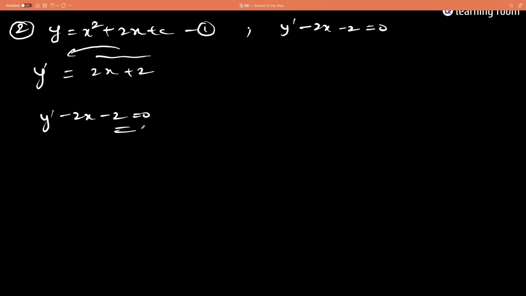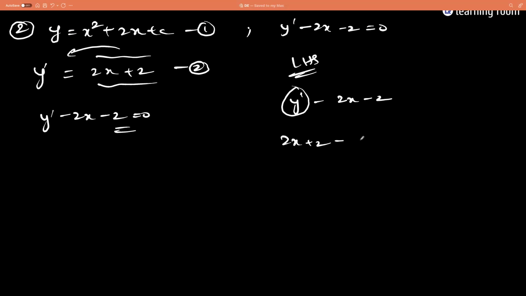புரியுதா? அப்படியே solve பண்ணா, or else what you will do is you will take this as 2. Again the same logic. LHS எடுத்தா y dash minus 2x minus 2. y dash la what will you substitute? 2x plus 2 minus 2x minus 2 cancel. This will be equal to 0, which is the RHS. Simple.